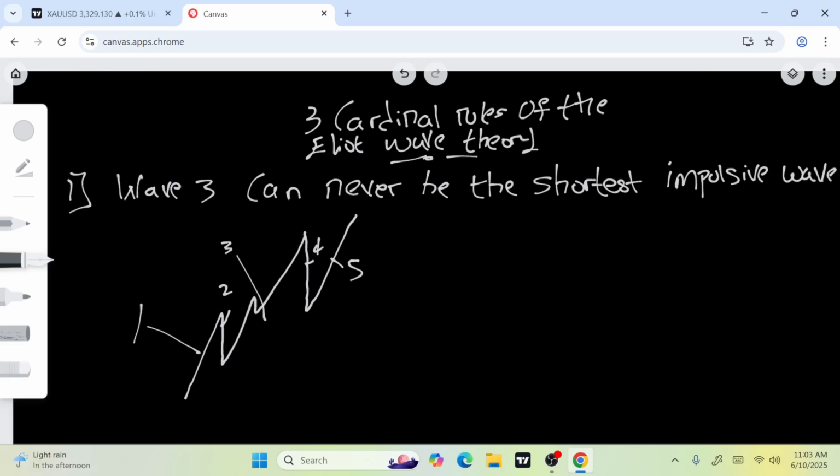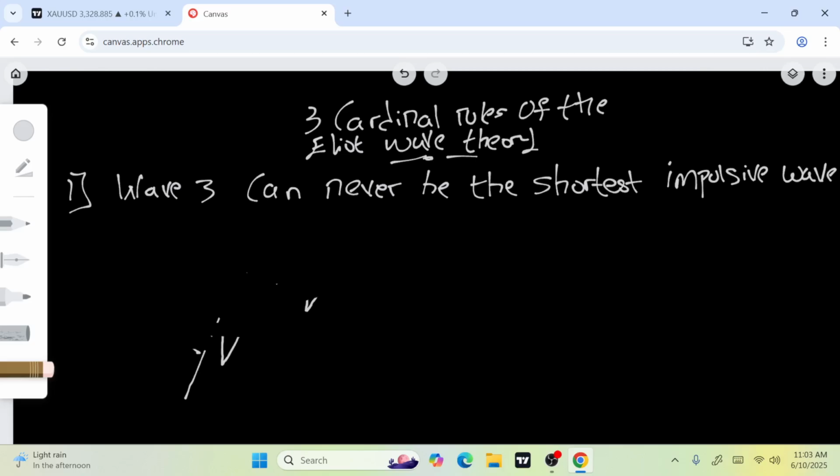Are we following? We've already treated that initially. Wave 1, 3, and 5 is what? Motive. Wave 4 and 2 is what? Correction. And your correction is also referred to as what? Retracement. Do you get it now?